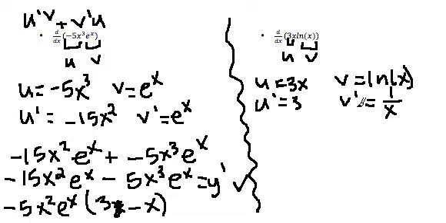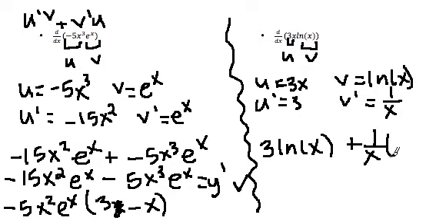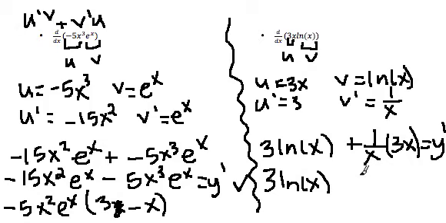And now we just need to multiply u prime by v and then add that to v prime times u. So we're going to do 3 times ln of x and then plus these two multiplied together, 1 over x times 3x, and that is equal to y prime. So we have 3 ln of x. And then I can simplify this and just make this plus 3 because the x's cancel out. And so that is equal to y prime. All right, we have two more examples, and then we are done.